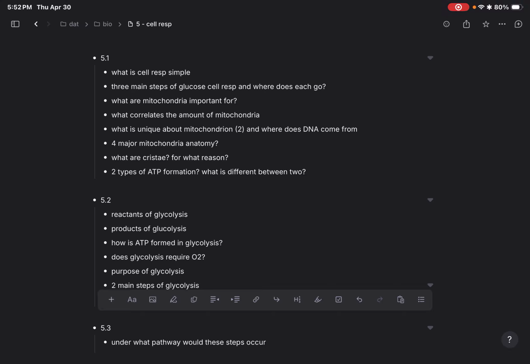So what are the mitochondria important for? They're important for ATP. They make ATP. They're important for cell respiration. That's why they're important. I don't know what else to say.